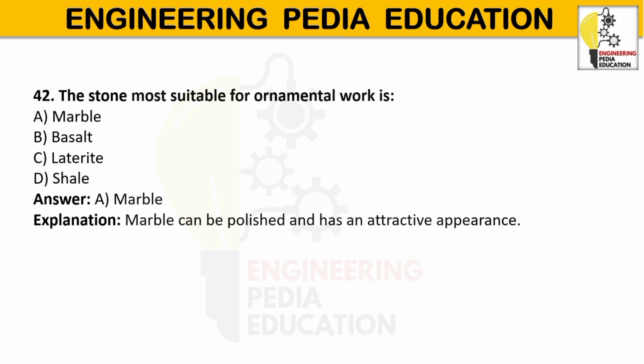It is a metamorphic rock formed from limestone. Its main composition is CaCO3. Its color is mostly white, pink, green, black, grey, depending on impurities. Properties: can be polished, attractive appearance, moderate to high strength, easy to carve and dress, low porosity compared to limestone. Uses: flooring, wall cladding, monuments and statues, decorative work, building facades.